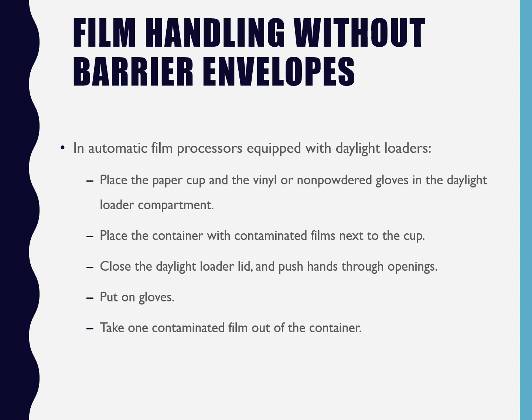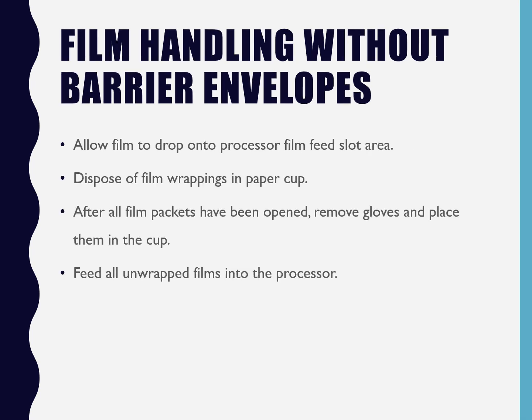You open your contaminated films one at a time. You then allow the film to fall down either into a cup, or you can do it in a way where you open the film and you push the film into the processor without touching the film. That's also another option. Or you can have it fall into a flat surface. And then once you've opened all of your films, then you take off your gloves.